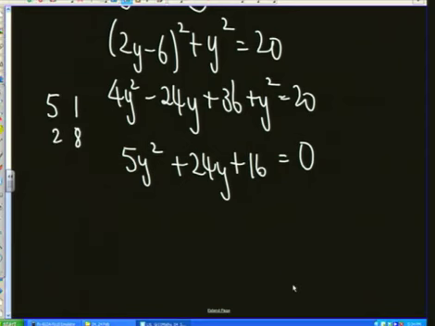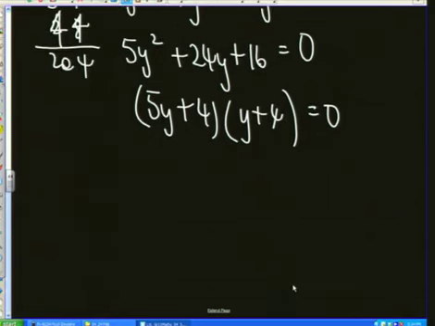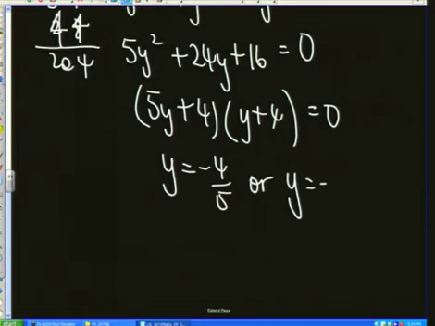So that doesn't quite do it. So maybe a 4 and a 4. That's 20. Yes, that's much better because that's 20 and that's 4. Great. So we've got a 5 and a 1. And we've got a 4 and a 4. So we don't really have to think about this. And if we carry on, y is minus 4/5, or y equals negative 4.